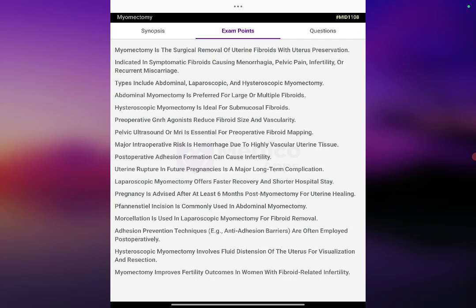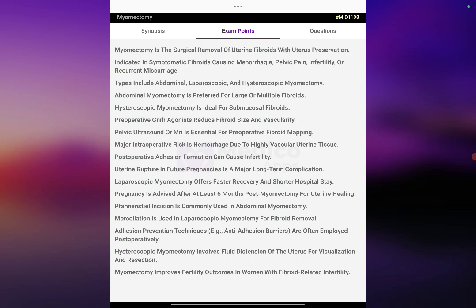Myomectomy is the surgical removal of uterine fibroids with uterus preservation, indicated in symptomatic fibroids causing hemorrhagia, pelvic pain, infertility, or recurrent miscarriage. Types include abdominal, laparoscopic, and hysteroscopic myomectomy. Abdominal myomectomy is preferred for large or multiple fibroids. Hysteroscopic myomectomy is ideal for submucosal fibroids.